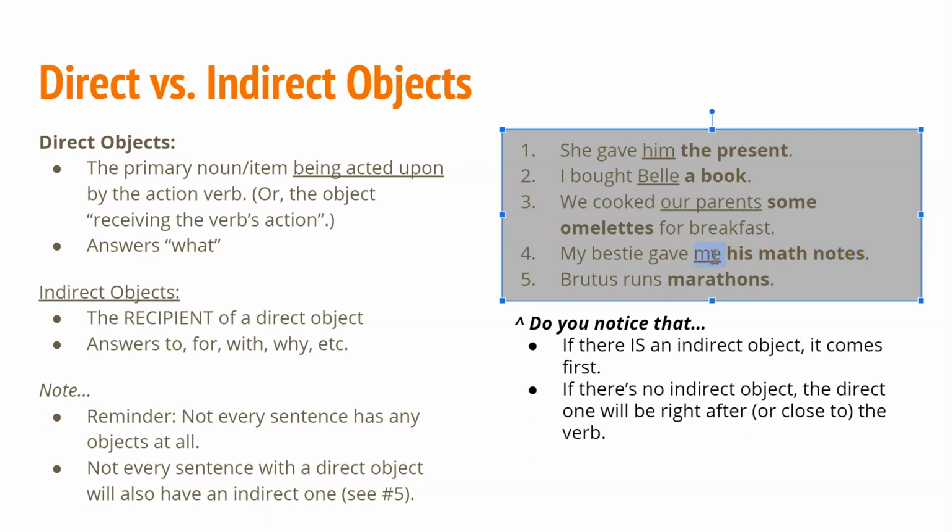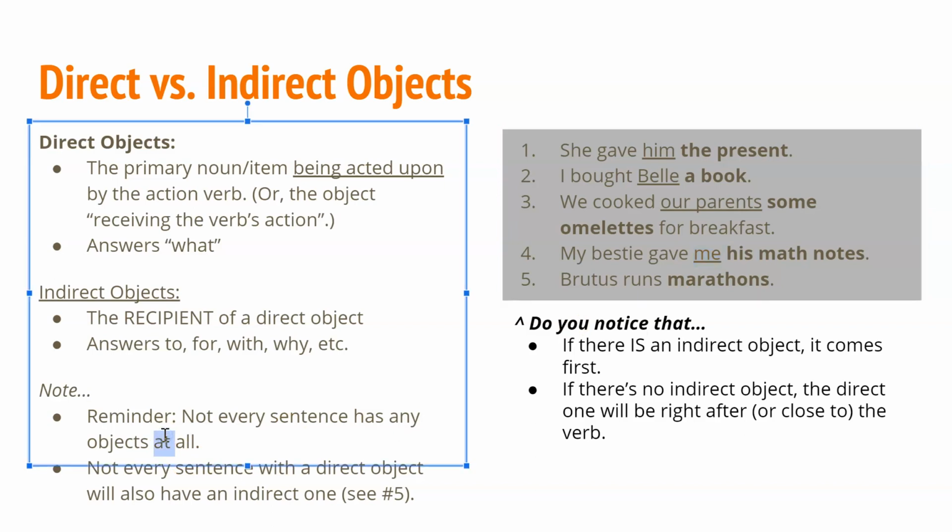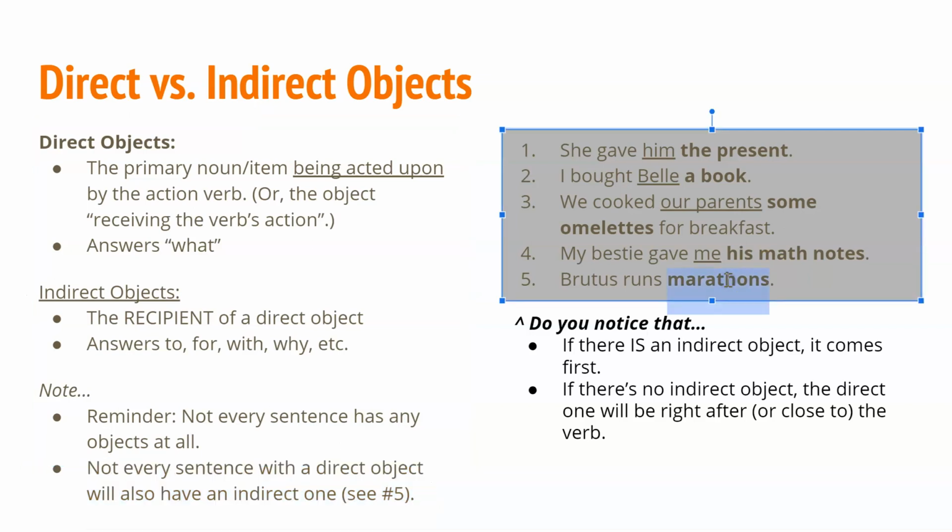To me. All right? But friendly reminder, not every sentence has objects at all, and not every sentence with a direct object will have an indirect one. Like look at number 5 here. Brutus runs marathons. The end. Marathon is a noun. It's my direct object, and there's no indirect object here, and that's okay.